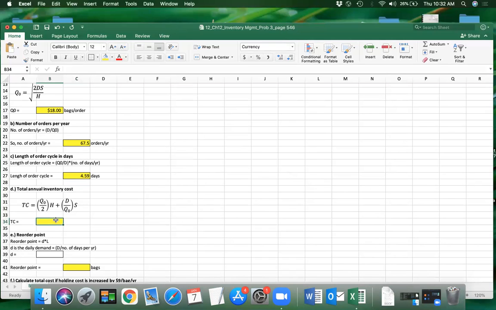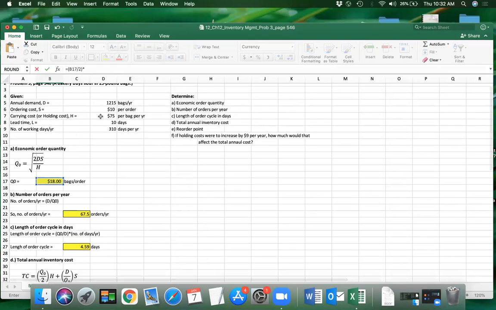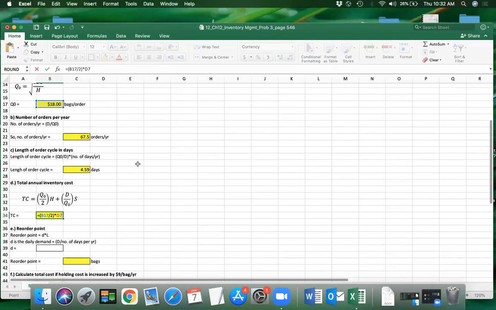So let's go ahead and do that. It should be equal to my economic, let's open parenthesis first, economic order quantity divided by 2 times my holding cost, which is $75, right?